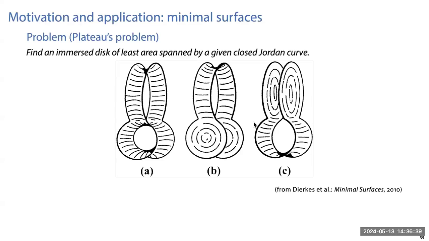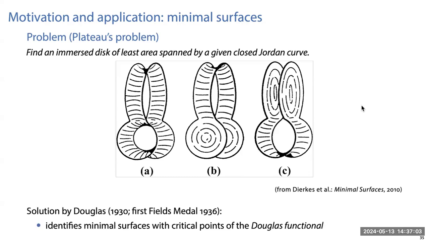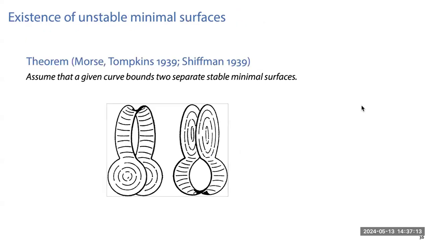So the idea was, this is sketched here. You see 2 minimal surfaces, smooth surfaces with vanishing mean curvature, and bounded by the same boundary curve. And the goal was to somehow show in this setting, you wanted to understand what possible minimal surfaces could exist. Douglas was awarded the first Fields Medal actually for describing minimal surfaces in terms of functionals defined only on the contour.